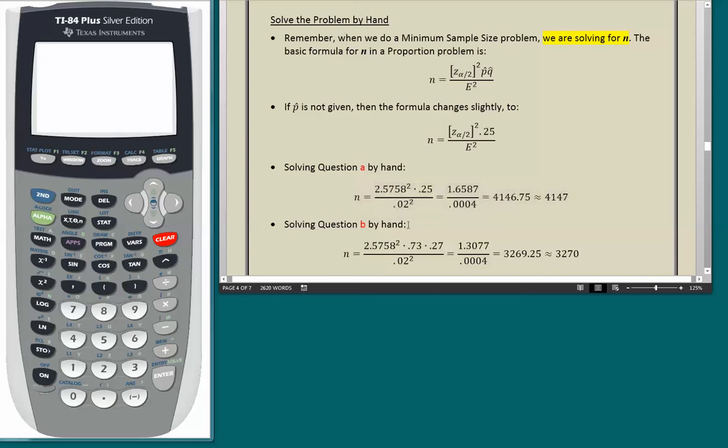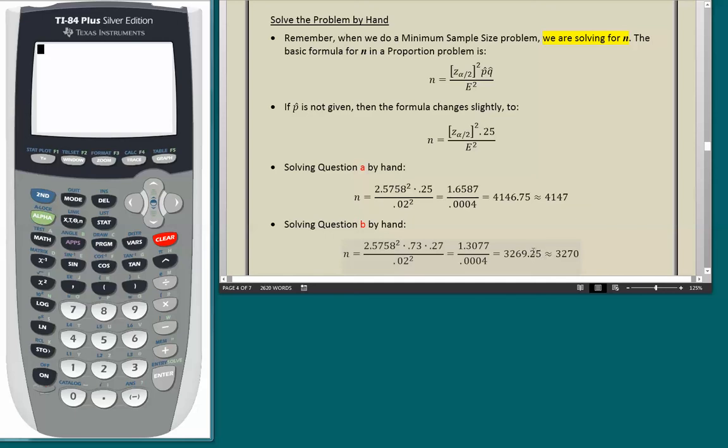If we do question B by hand, it's almost the same, except here, instead of having 0.25, now we have to do p hat times q hat. And we know that p hat was 0.73, q hat was 0.27. So if we do all this in the numerator, we get 1.3077. The denominator, just like in the last one, 0.02 squared is 0.0004. This fraction works out to 3269.25. Again, in these minimum sample size questions, we always round up.